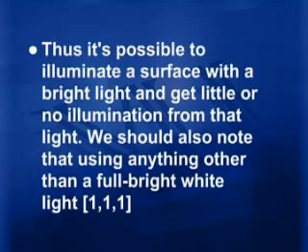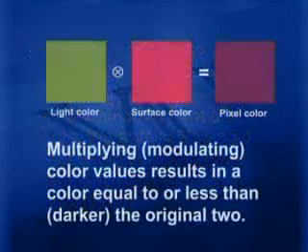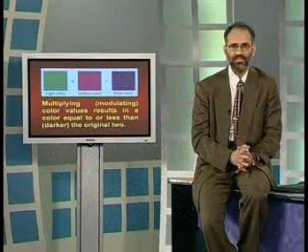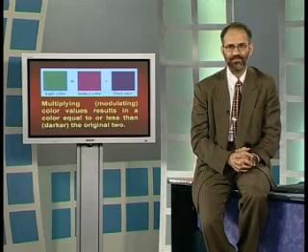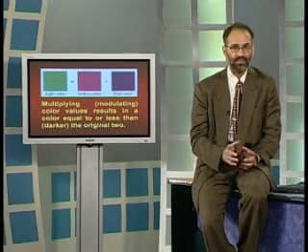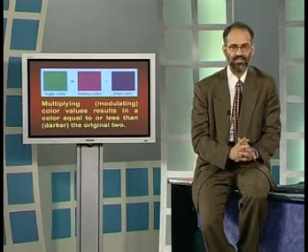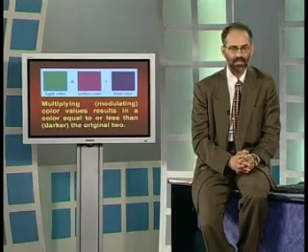We should also note that using anything other than a full bright white light, which is 1,1,1, can result in color equal to or less than, or darker than, the original two. So if our incident light is not pure white light, is something other than that, तो उस सूरत में जो resultant होगा, that would be something darker than the original colors, because we are going to have this piecewise multiplication result in values which would not be brighter than the native originals but darker.